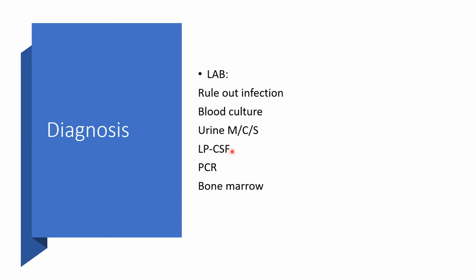Get the CSF analysis, Gram staining, and so on. Polymerase chain reaction. Remember, histiocytes will be found in the bone marrow. It's going to affect the bone marrow. So we're going to have a bone marrow aspirate.